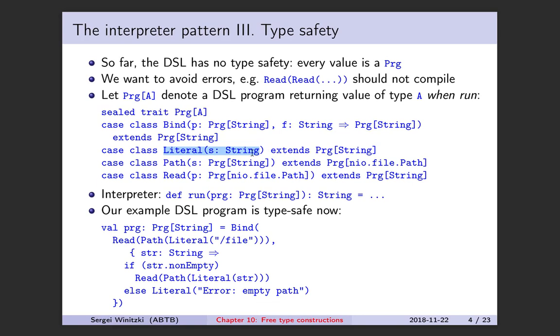So literal will also give us a program returning a string, and path will take a program that returns a string, but it will yield a program that has the NIO file path type. In other words, it's not a program returning string. And the read will take that kind of program and return a program that evaluates to a string. So in this way, we can achieve type safety. So the program remains mostly the same except for the type. The interpreter remains mostly the same, except now it has type safety. Let's see how that works now.